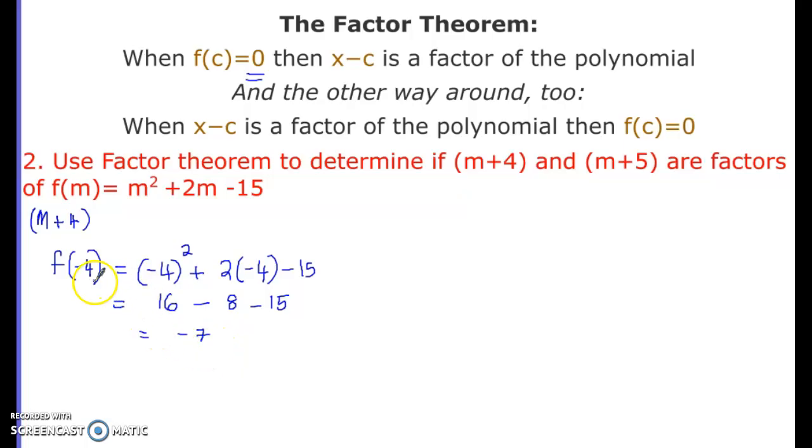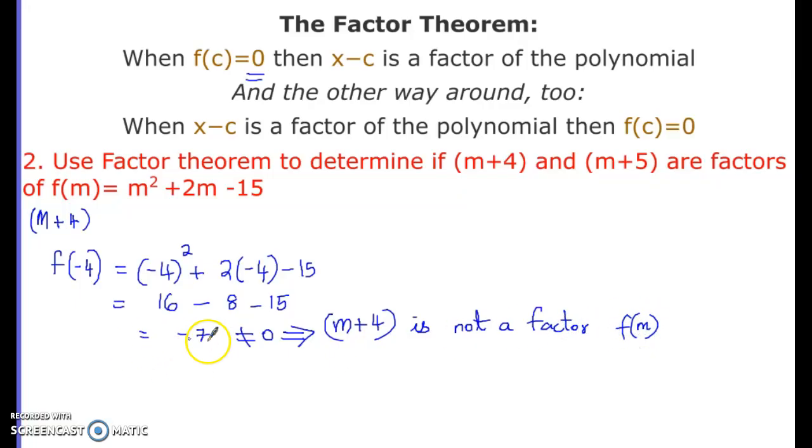By the remainder theorem, the remainder is negative 7. But this remainder is not 0. This is not equal to 0. So what can you conclude? You can say that m plus 4 is not a factor of this polynomial f of m, because the remainder is not 0. Let's check the next one.